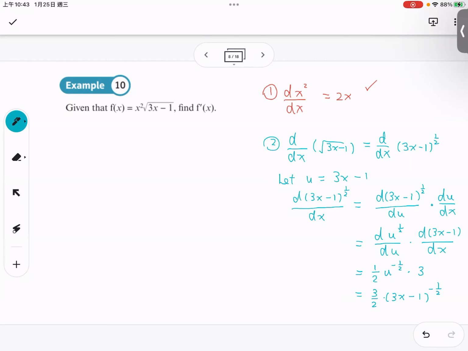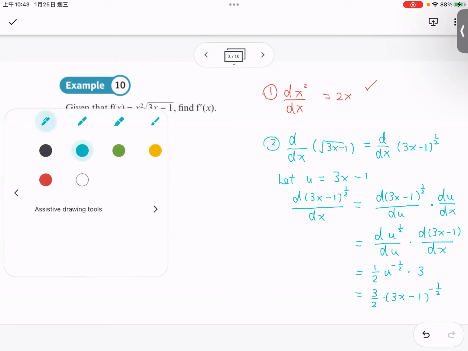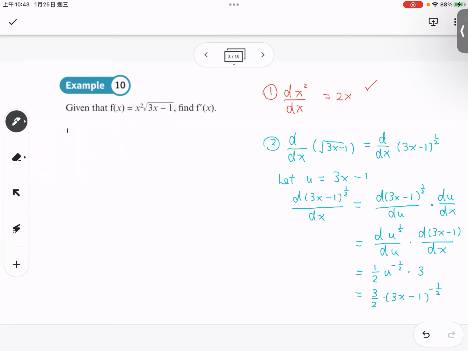So in case we can split it into two and we can do two derivatives. So why don't we use the product rule? Number one, for the product rule, let me break it down to u and v. Let u be equal to x squared, and v be equal to square root of 3x minus 1. And then what we can do now is use the product rule, that is d dx of uv, which is equal to u dv plus v du.